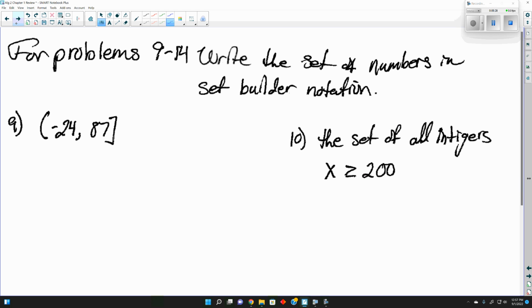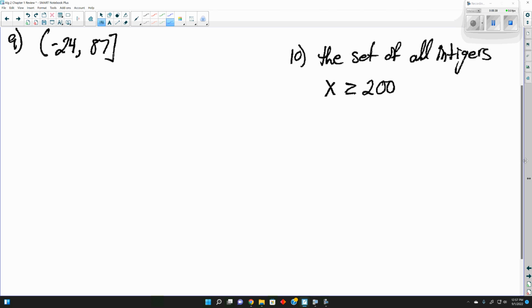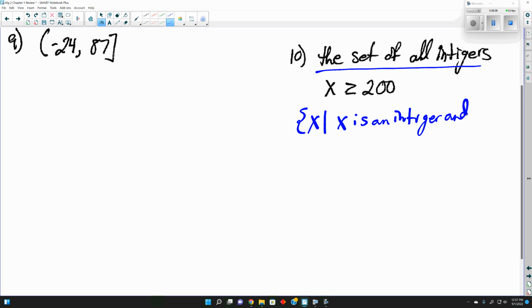Questions on 9 through 14? All of these here are going to start the exact same way. Brace, X, bar. Now what this is saying is the set of all real numbers X. Now we could change it a little bit depending on what we have, but most all of them will start with this here. Then we describe it. So what do we have? The set of all integers. Well, brace X bar is the set of all real numbers, yes? Okay, we have to define this. So X is a what? An integer. And then we finish off with what?